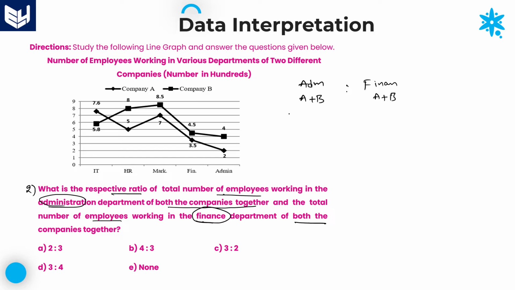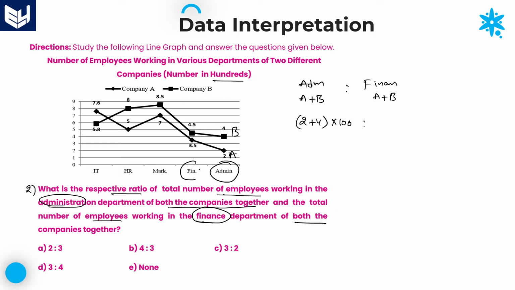First, note down the values of administration. Administration values are, company A is 2. This rhombus shape is company A, and square shape is company B. Here it is 2 plus 4. Here everything is given in terms of hundreds, so you need to multiply with 100, but when you are calculating the ratios, it is not required. Anyhow, that particular 100 will be there on both the sides.